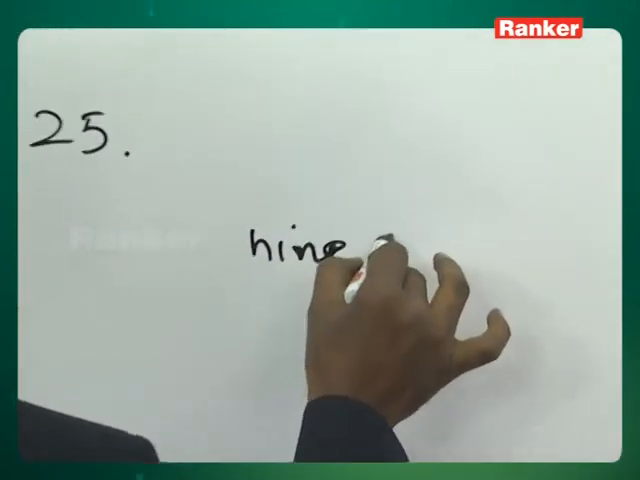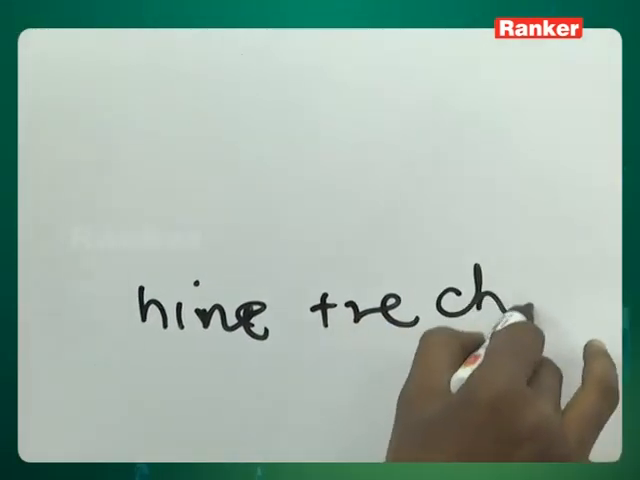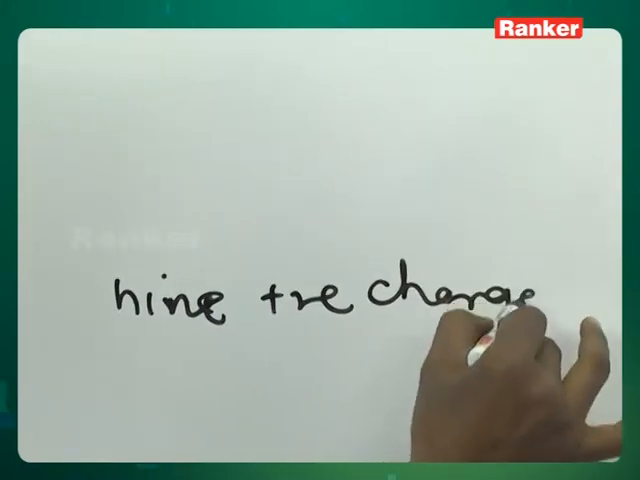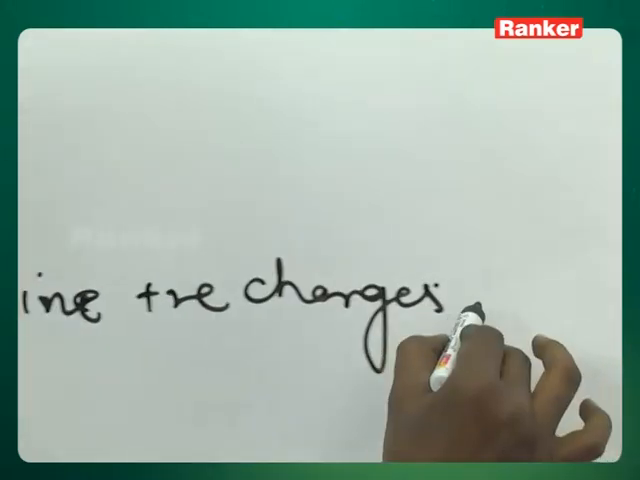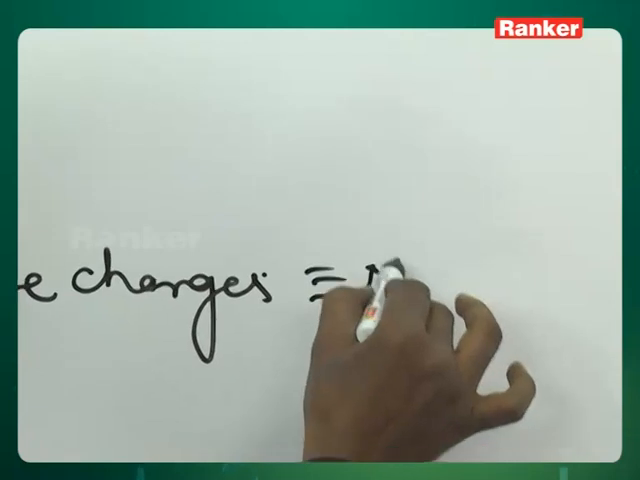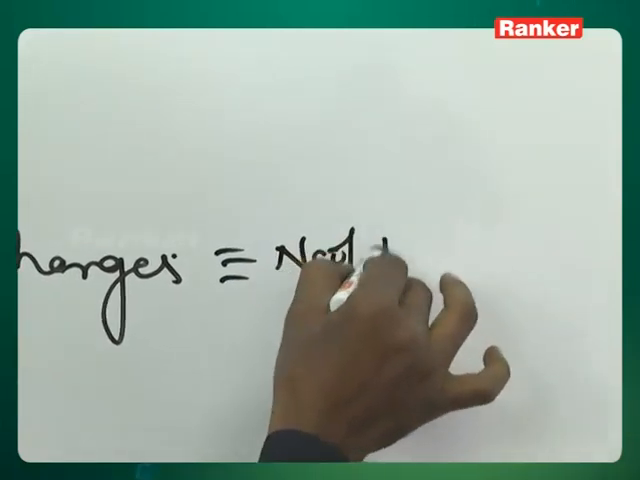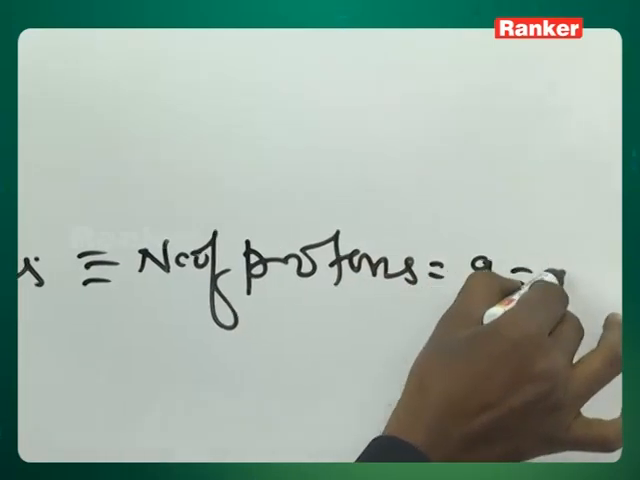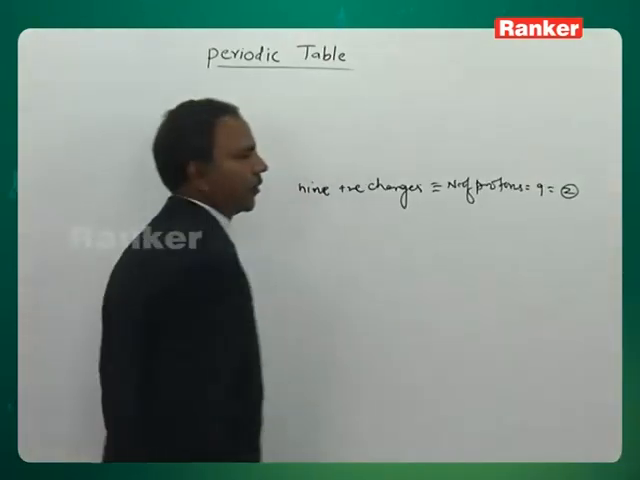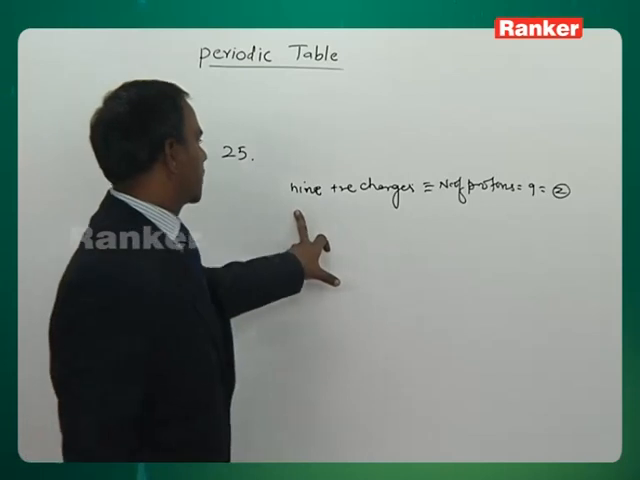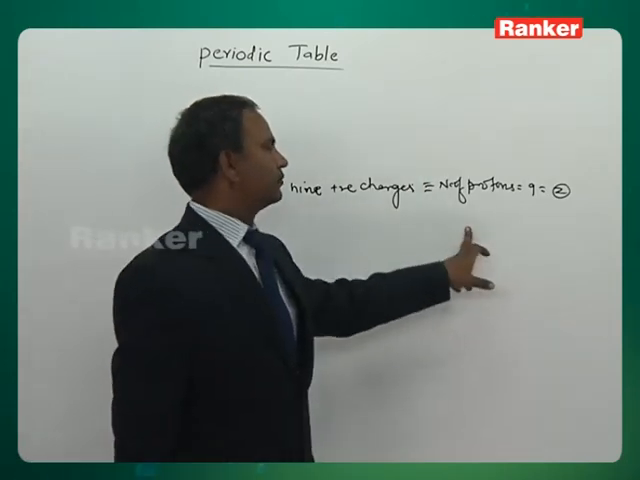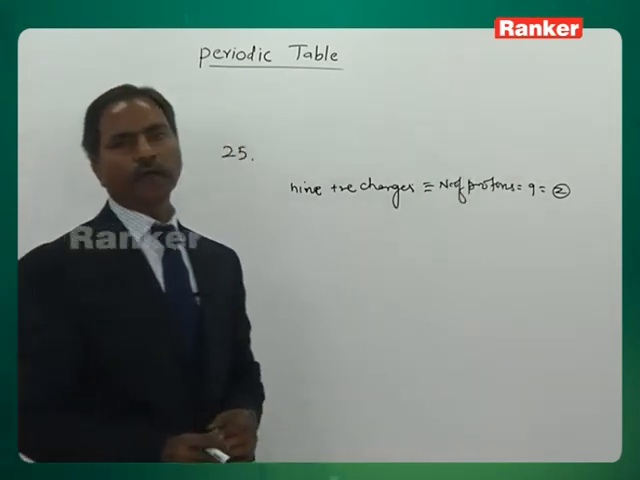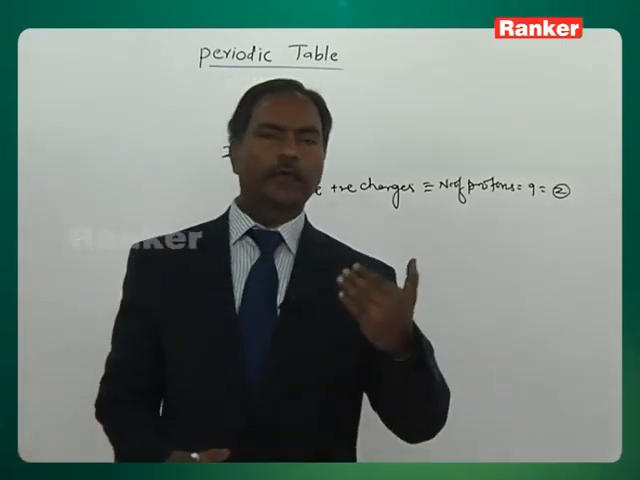9 positive charges, equal to the number of protons, equal to 9. Equal to what? Z, nothing but the atomic number. 9 positive charges, 9 protons, then that will have the atomic number 9. Atomic number 9 is fluorine.